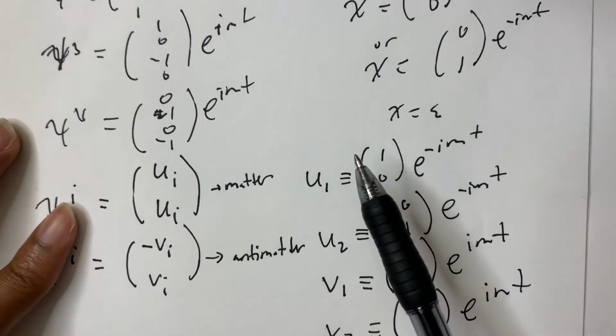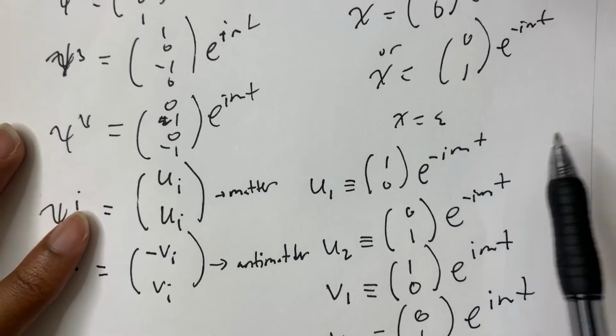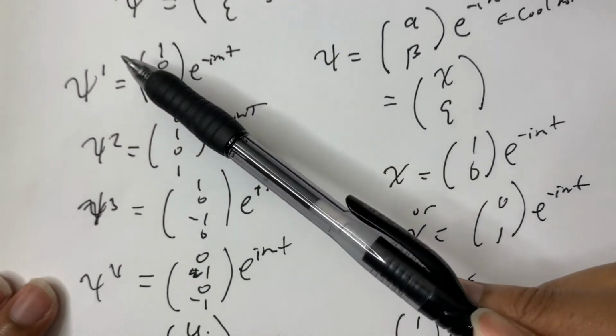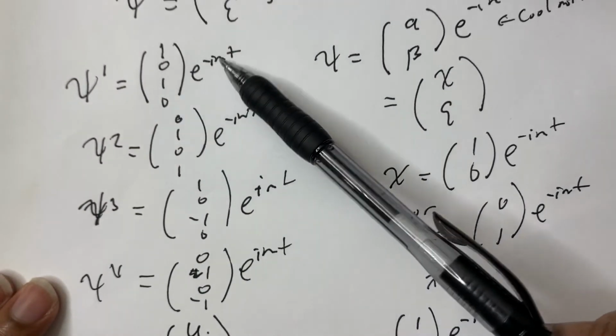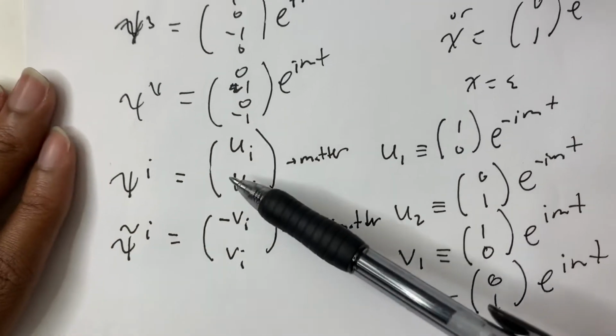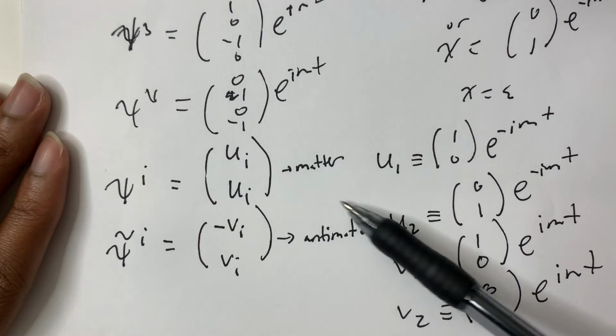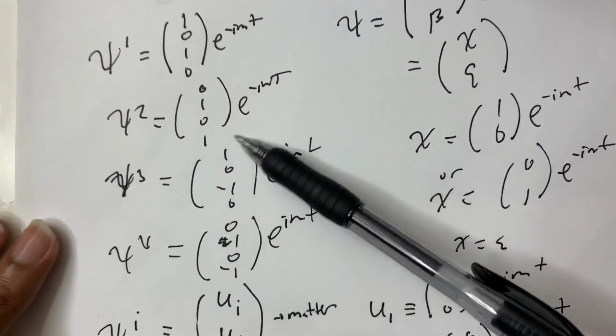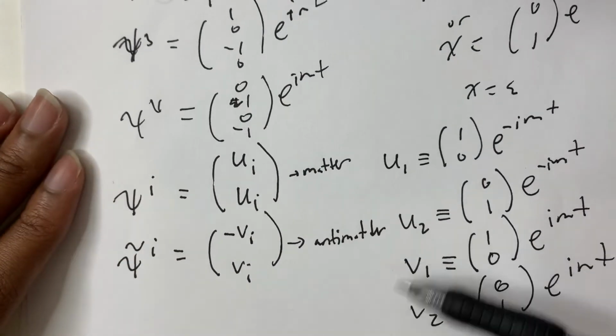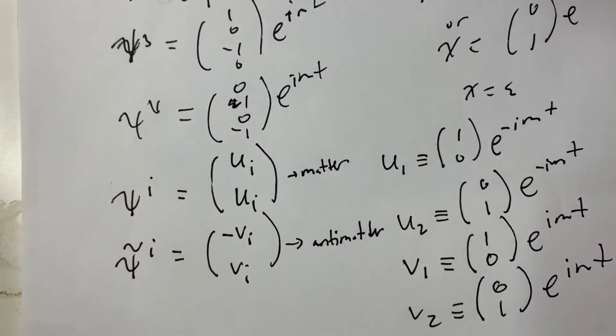So U1 is (1, 0, e^(-imt)), and that's how we get (1, 0, 1, 0, e^(-imt)). For i equals 2, you'd have U2, and that's this, and we'd get this. So we're just writing this in a more compact form. It's kind of like Einstein notation, but not exactly Einstein notation.